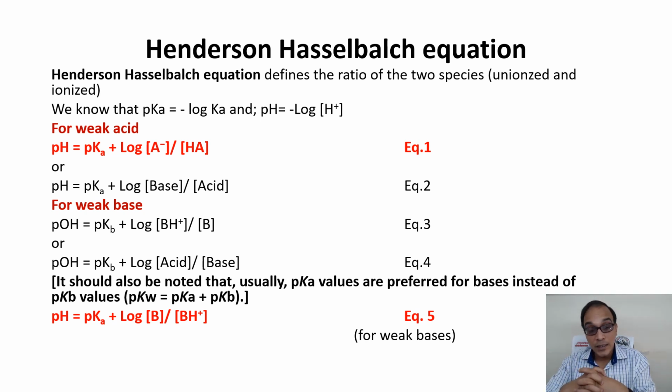It should also be noted that usually pK values are preferred for bases instead of pKb values, so we just give the pK values. However, for bases, a pKb value can be given, but we represent it only by the pKa. So for weak bases, you can write this equation as pH is equal to pK plus log B upon BH plus. Okay.